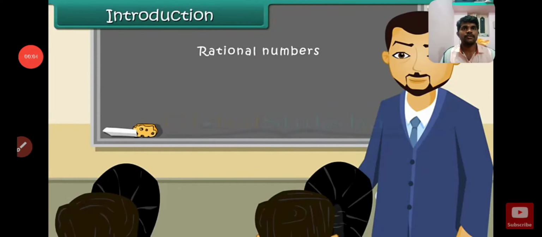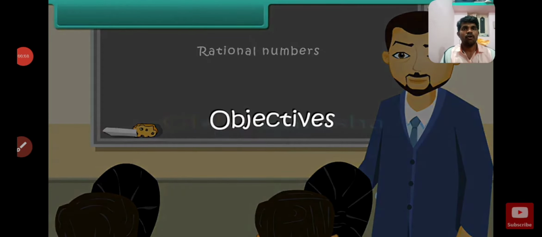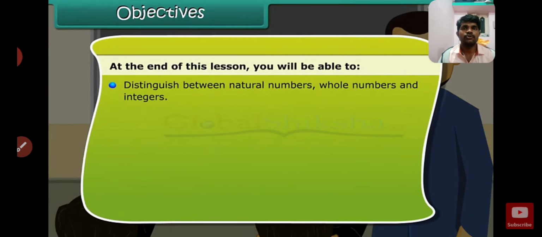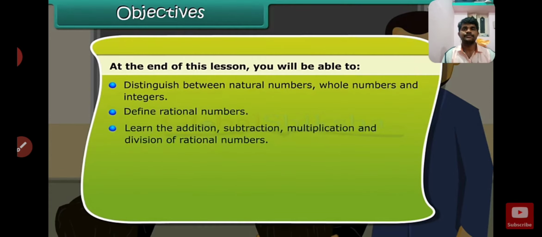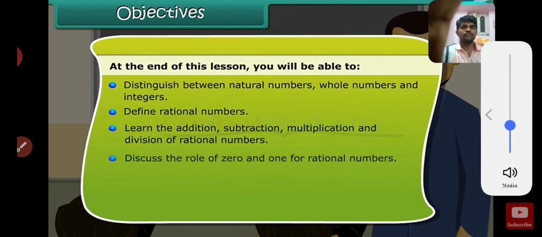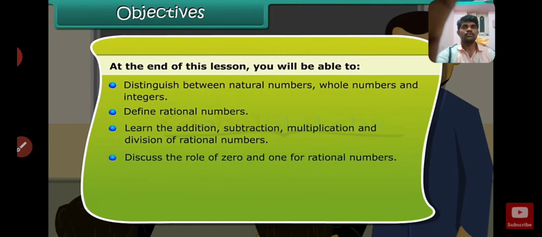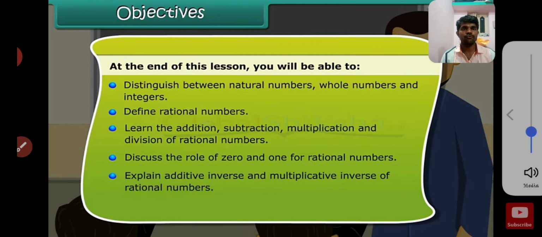Today we have to start rational numbers. Objectives: by the end of this lesson you will be able to distinguish between natural numbers, whole numbers and integers, and define rational numbers, and learn their addition, subtraction, multiplication and division, and discuss the role of 0 and 1 for rational numbers.